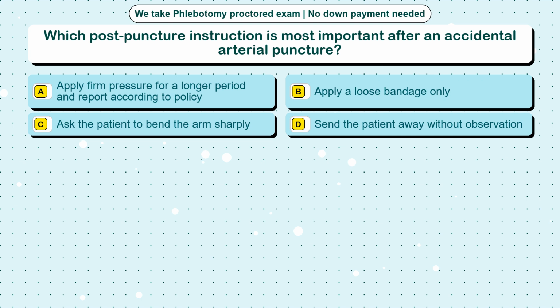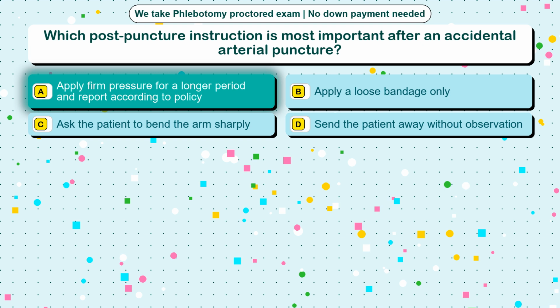Question 13. Which post-puncture instruction is most important after an accidental arterial puncture? Option A. Apply firm pressure for a longer period and report according to policy. Option B. Apply a loose bandage only. Option C. Ask the patient to bend the arm sharply. Option D. Send the patient away without observation.